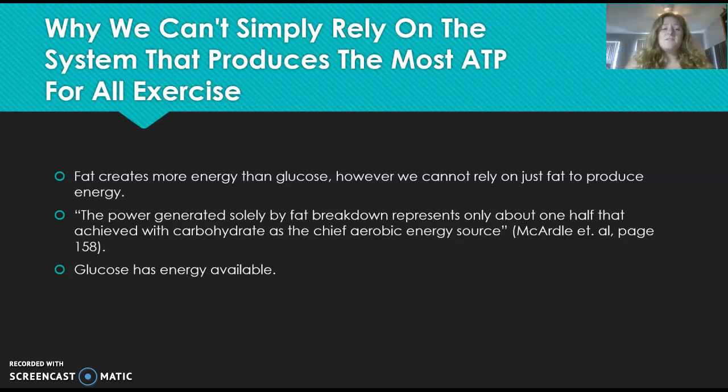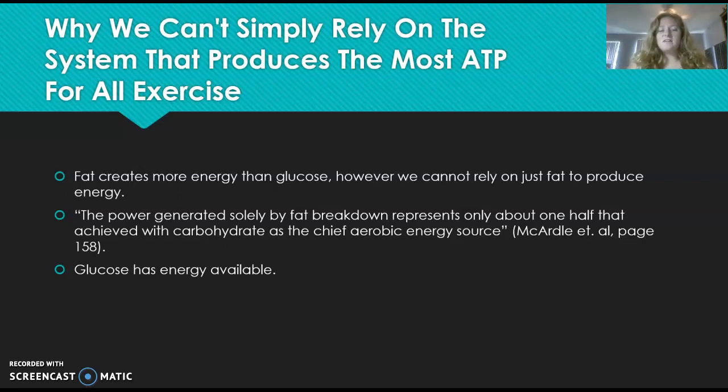Glucose has enough energy available for us to use, but fat, we cannot rely on it because of how slowly it breaks down. Like I had stated before, fat breaks down too slowly for us to be exercising. That's why when we exercise, we use glucose for the intense exercises, and fat is only used for the moderate exercises. So we can't rely only on fat to do exercises.